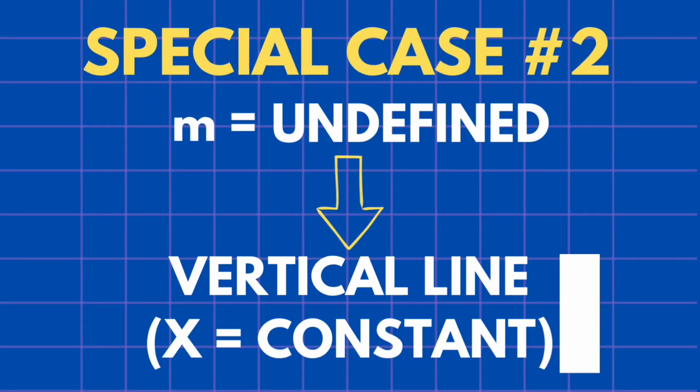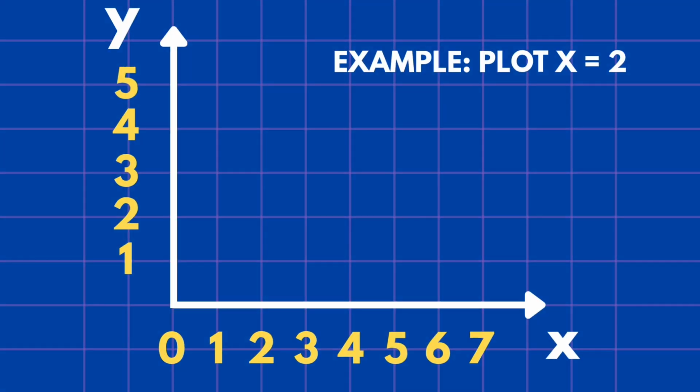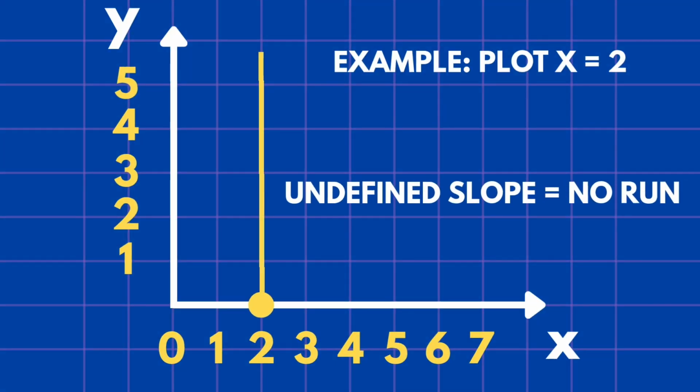In our second special case, we have m as an undefined slope. This results in a vertical line, meaning our x is constant. Undefined slope means no run. For example, x equal to 2. We plot a vertical line through x equal to 2.